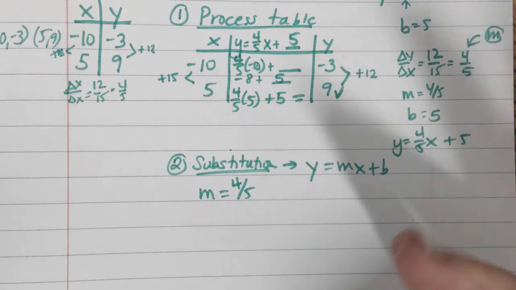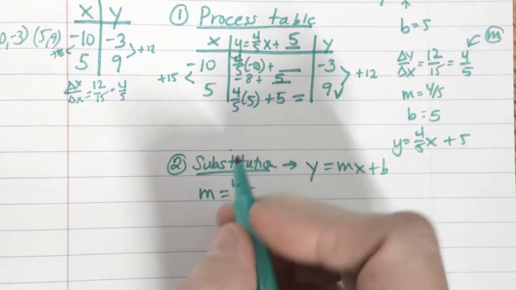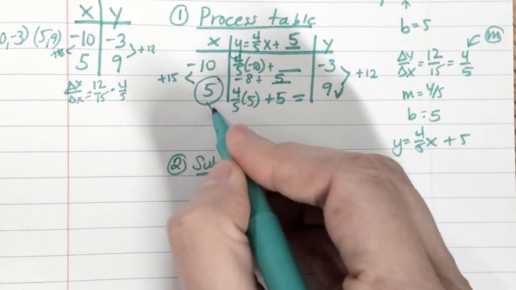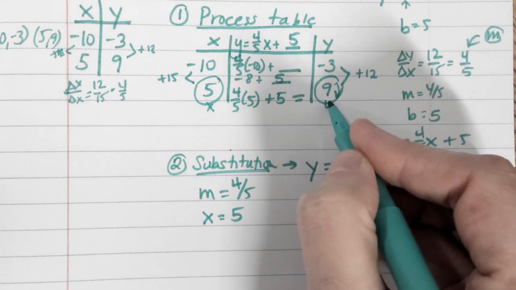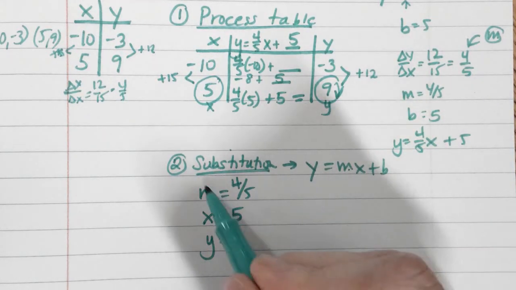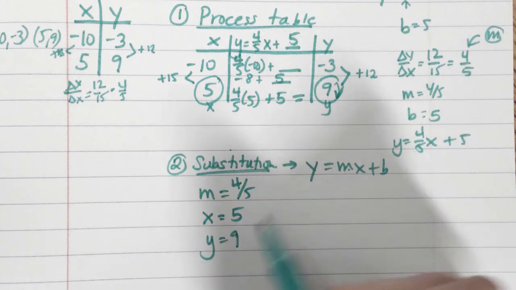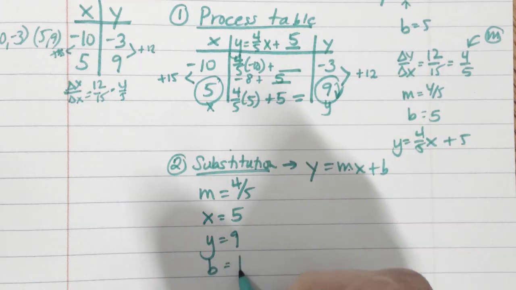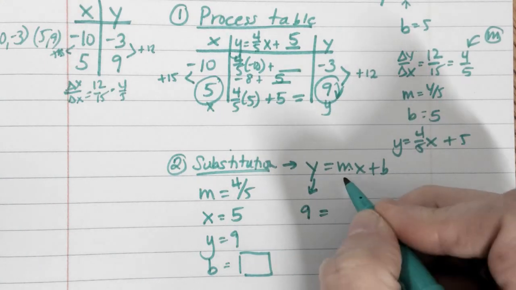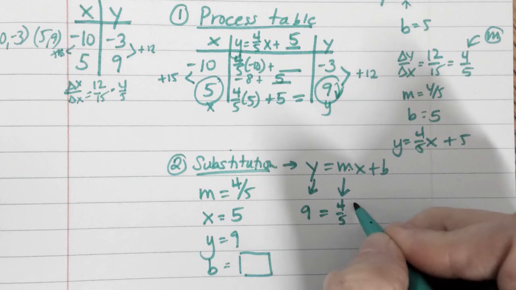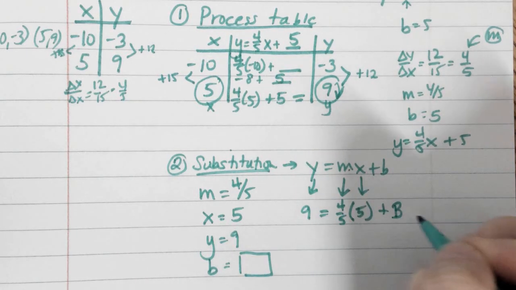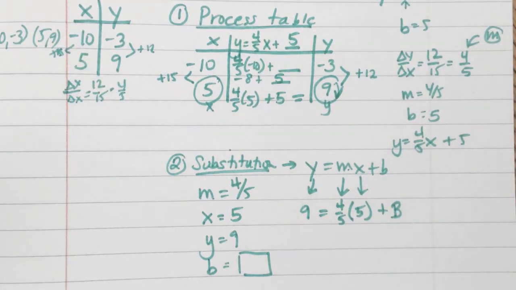And I can use one of these coordinates. It doesn't matter which. I like 5 and 9 personally because they're both positive. So I'm going to say x is 5 because this is an x. I'm going to say y is 9. And the only thing that's left, I have an m right here, I have an x right here, I have a y right there. Now all I'm looking for is b. So I'm going to substitute them into this equation. So y is 9, m is 4/5, x is 5, plus b. And sometimes I'll write the b in capital because, you know, I mess it up.